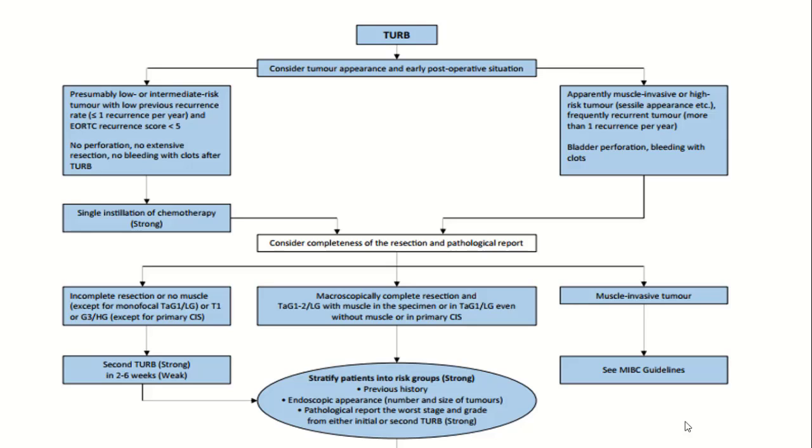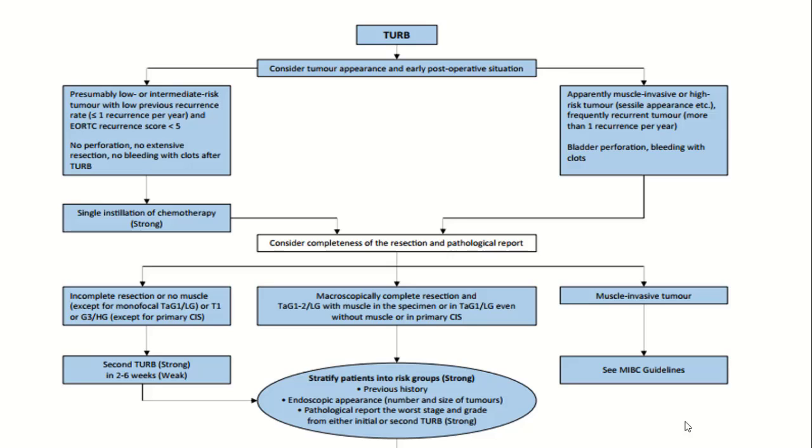This is after seeing the cystoscopic view of the growth and resection of the complete growth. If there is suspicion that the growth might be muscle invasive or a high risk tumor, likely a sessile tumor or frequently recurrent tumor, or the patient has a history of recurrence more than 1 per year, or there is a bladder perforation or bleeding with clots during the resection, then we give the chance of complete resection and pathological examination. We will wait for the pathological report. We will not give the immediate instillation of chemotherapy.